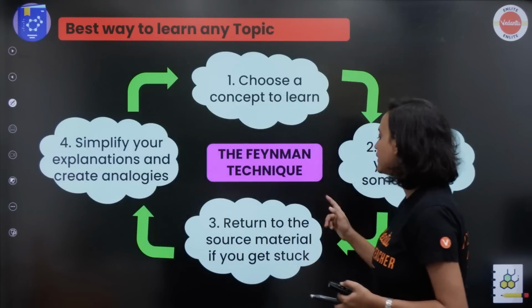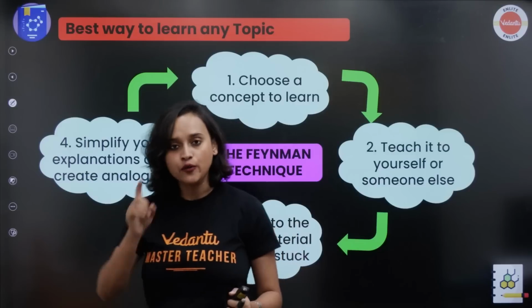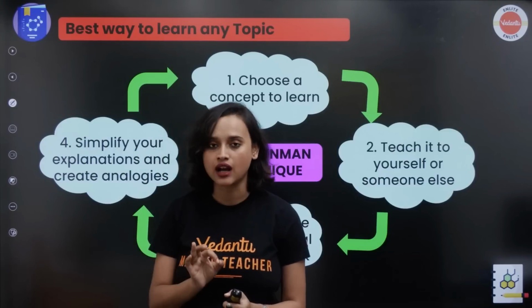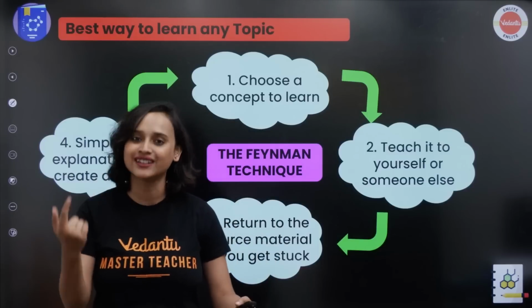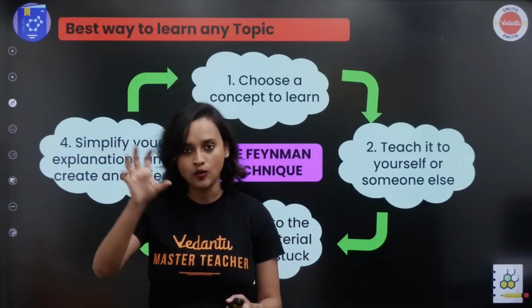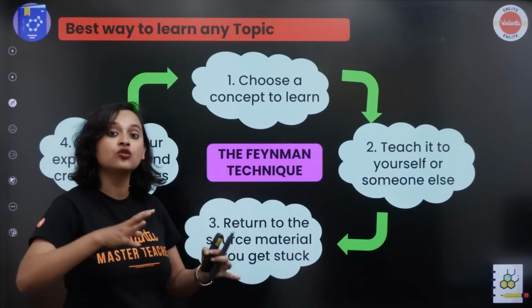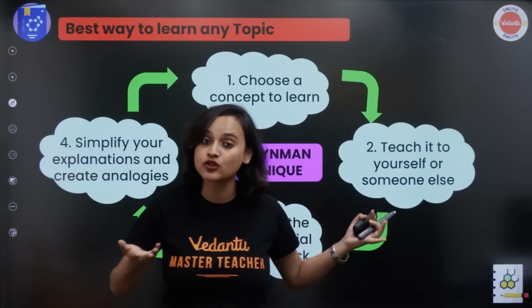Moving on. Third will be, return to the source material if you get stuck. Try to solve it without looking at the book. But if you get stuck, then please do return. Check it out. See once. Observe what mistake you made. Once you know that, then you can simplify your explanation and you can create your own analogies, like, you know, how we did that spectrochemical series.